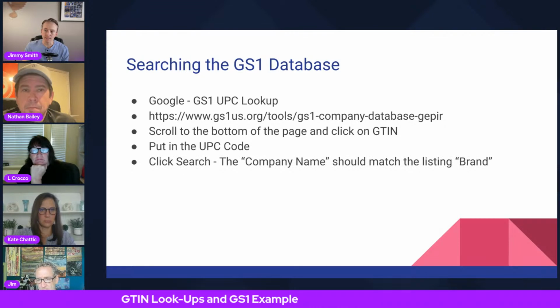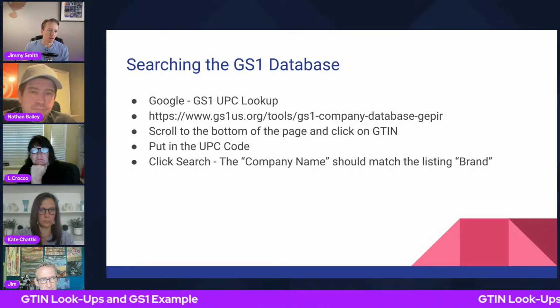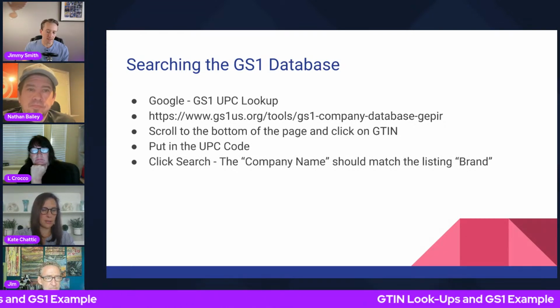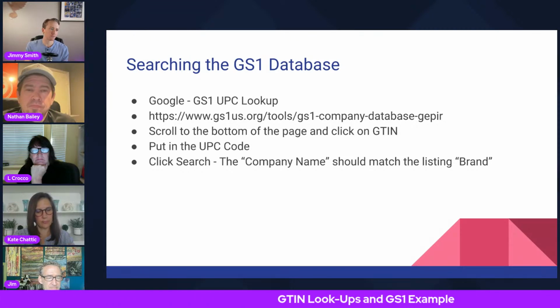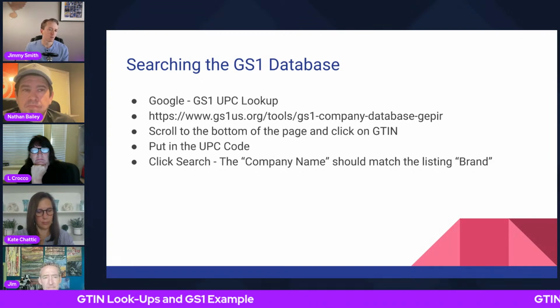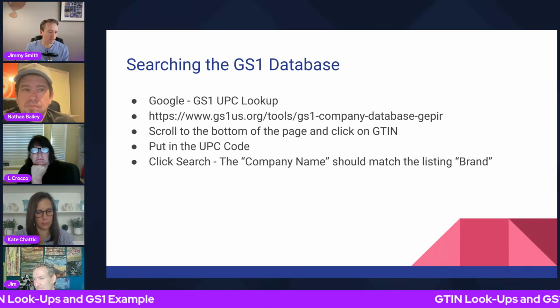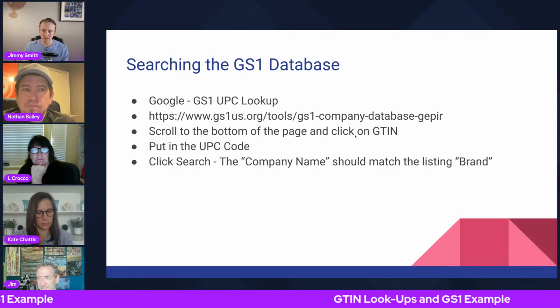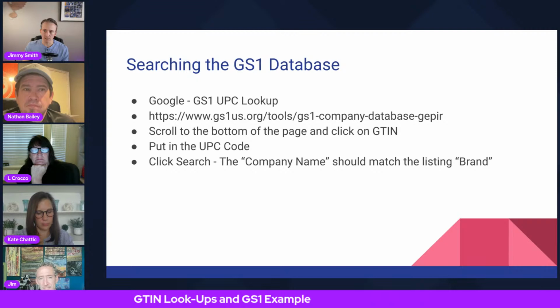The company name should match the listing brand. Sometimes maybe it can match a manufacturer. I've seen manufacturers and brands be different, and sometimes the listing's okay if the manufacturer matches, whereas if the brand doesn't, I don't know why. It's not 100% consistent, but that's just what I've seen sometimes. But it should match the listing brand is what Amazon would want it to be.